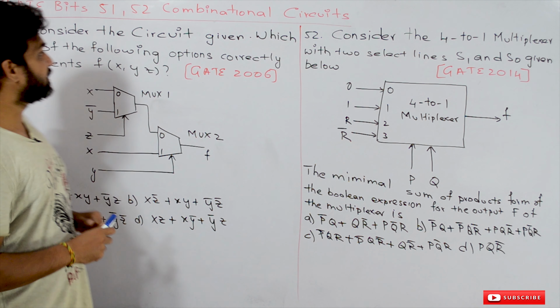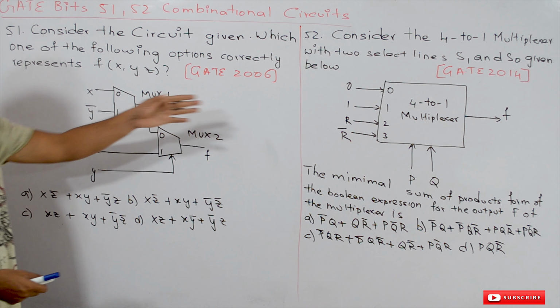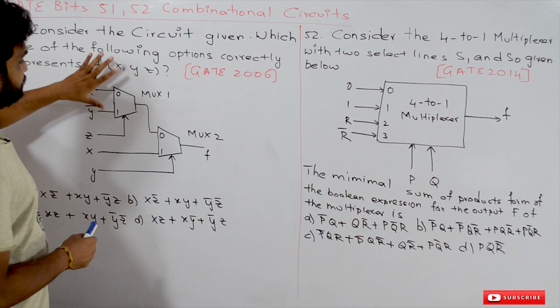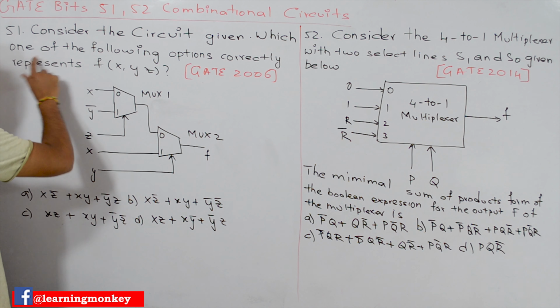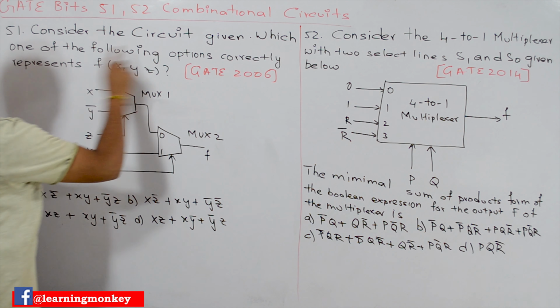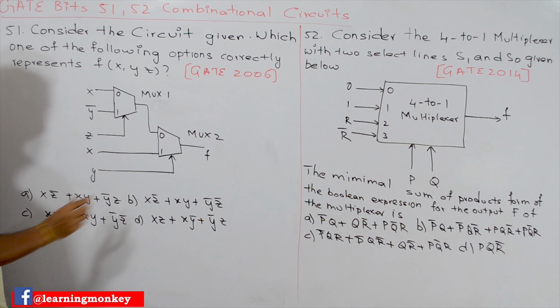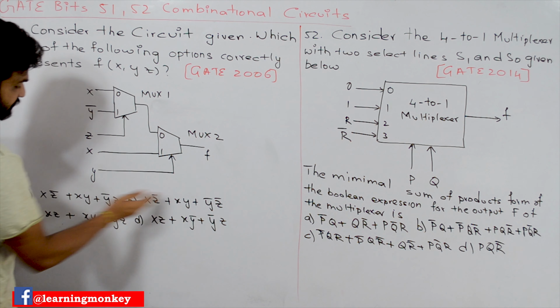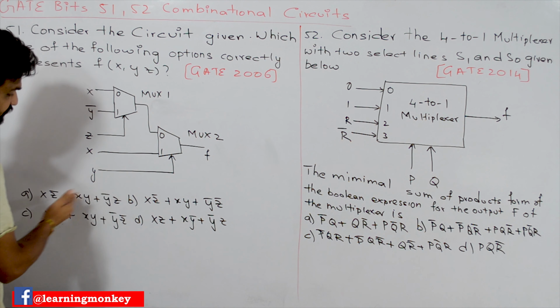Now coming to this class, we are going to solve these two bits. This one was asked in GATE 2006 and that one was asked in GATE 2014, and both were 2-mark questions. So consider the circuit given. Which one of the following options correctly represents f of xyz? So what is the output generated by this function, and which of the following functions represents it correctly?